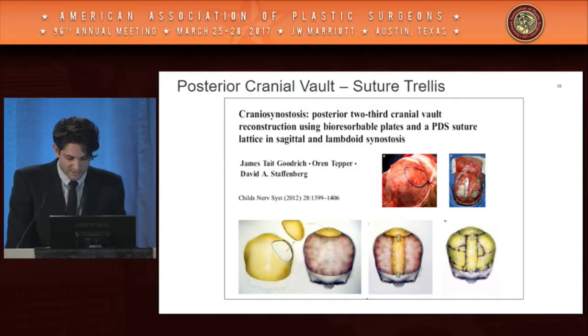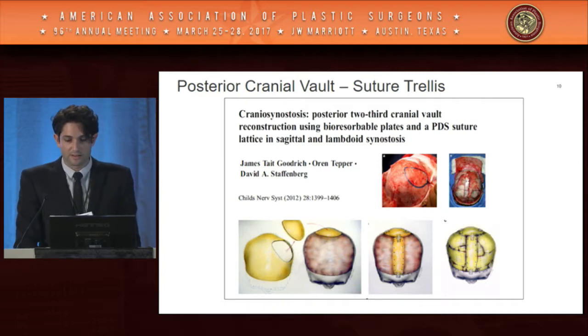Our group went on to describe the technique addressing the posterior vault in patients affected with sagittal or lambdoid craniosynostosis. And here you can see how the Marshak template is employed to create a neo-occiput instead with a similar sagittal arc and suture trellises laterally.